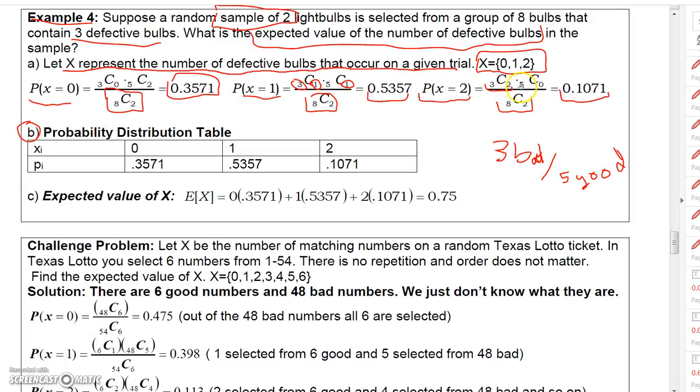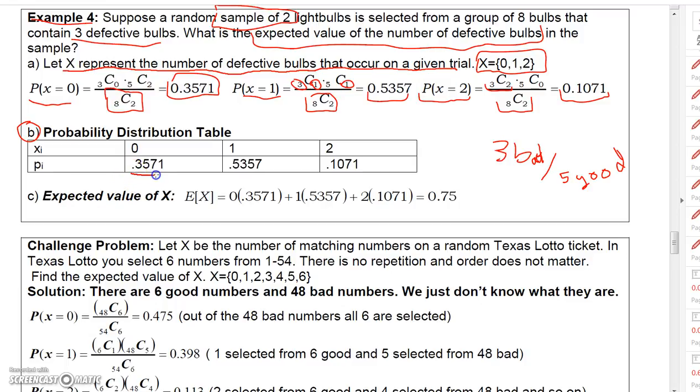Now remember what I told you about these choose 0 factors. They equal 1, so you don't have to write them if you don't want to, but I just like writing them so you can see that we're going to have 2 bad bulbs and no good bulbs in this sample. And then over here we're going to have no bad bulbs and 2 good bulbs. So it's just something I like to do when I write these.